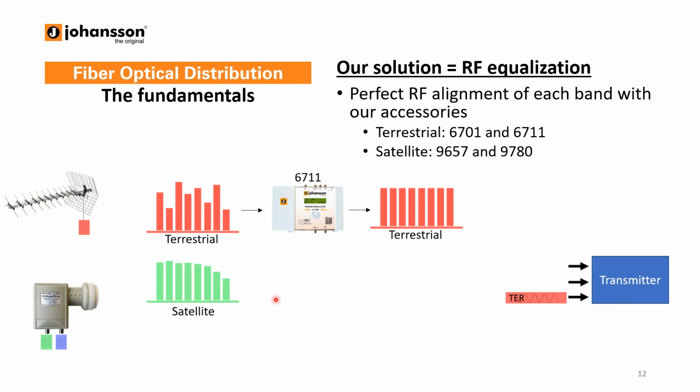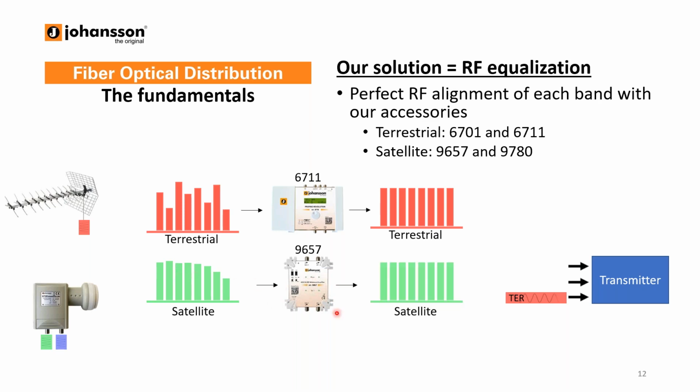The same we have for satellite. So for satellite, this is not such a bad signal. Most transponders are already perfectly aligned, except of course towards the end, you have the typical roll-off because of the higher frequencies. In that case, you can use our 9657 trunk amplifier. This is an AGC ASC, so automatic gain control, automatic slope control. So basically, this device will turn this signal again into a perfectly aligned signal. And again, it's a perfect signal to go into your transmitters.